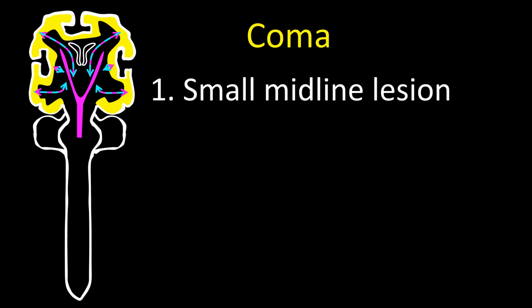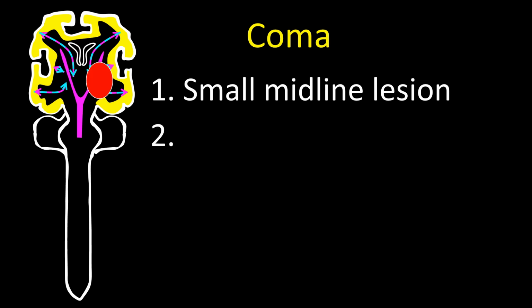Coma is the result of 3 types of pathologies. One is a single relatively small midline structural lesion in the upper pons or midbrain.